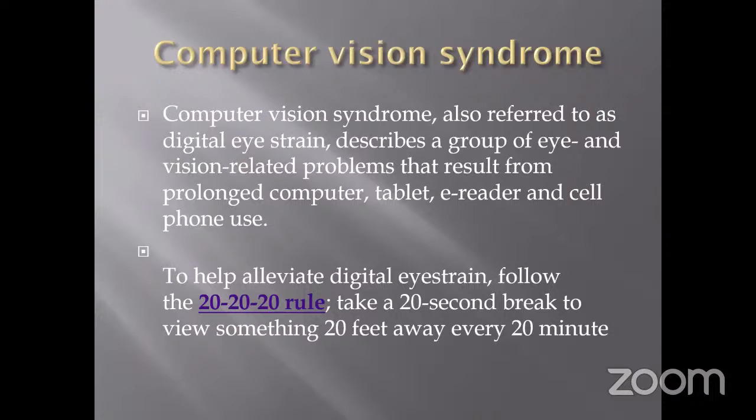Patients come with these complaints. That is known as computer vision syndrome or digital eye strain. It describes a group of eye and vision related problems that result from prolonged use of computer, tablet, e-reader and cell phone. So how will we alleviate the digital eye strain? That is by following the 20-20-20 rule. What is the 20-20-20 rule? That means we have to take a 20-second break to view something which is 20 feet away every 20 minutes.